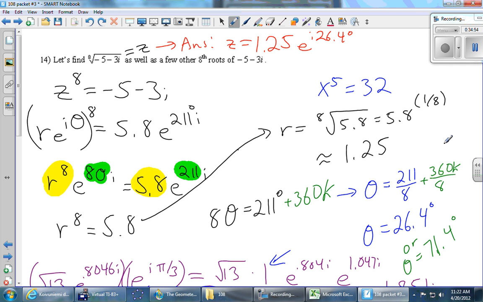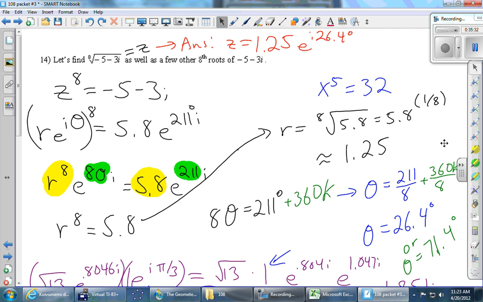Yes. So every one of these is going to have a 1.25. You're going to have 8 different thetas to give you your 8 different answers. R to the 8th does have 2 answers. It's a plus or minus 1.25. Instead of walking 1.25 at an angle of 26, we could send it to the third quadrant backwards. There's only 8. I don't get how 32 has 8 answers. No, this guy has 5 answers.